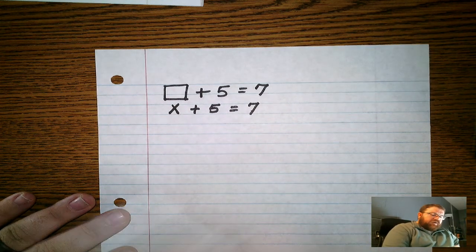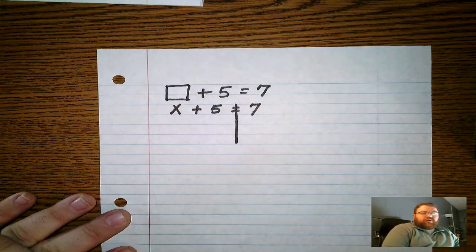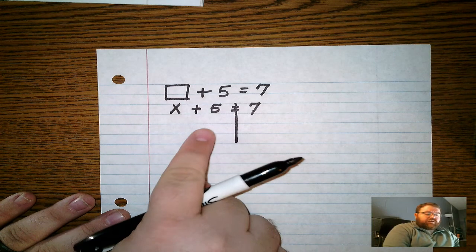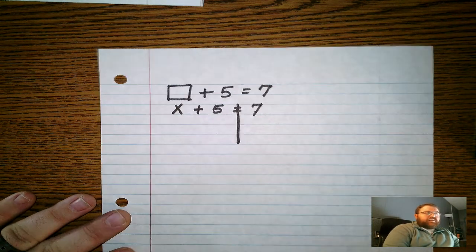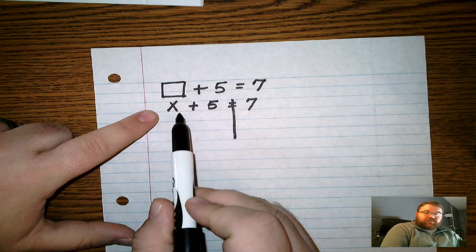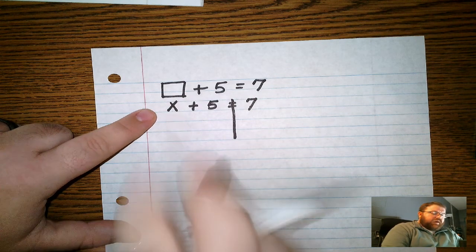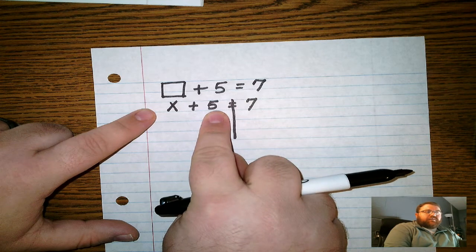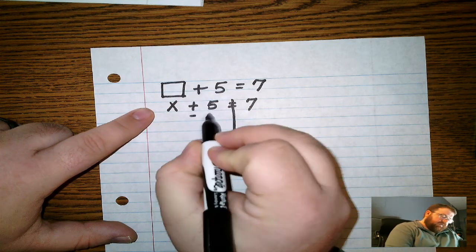To do that, we draw a line at the equal sign, and the only purpose for this is to separate the left hand from the right hand side of the equal sign. From here you ask yourself, where is your variable? In this case it is on the left hand side, and then you have a positive 5. Then you ask yourself, what is the opposite of a positive 5? That would be a negative 5.